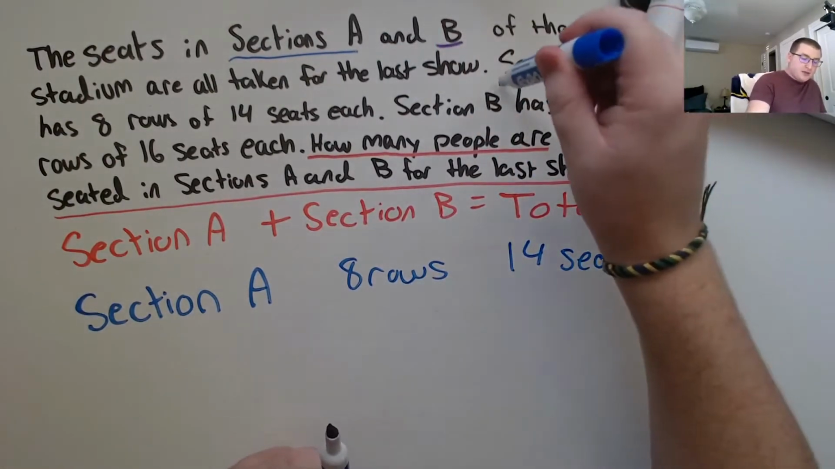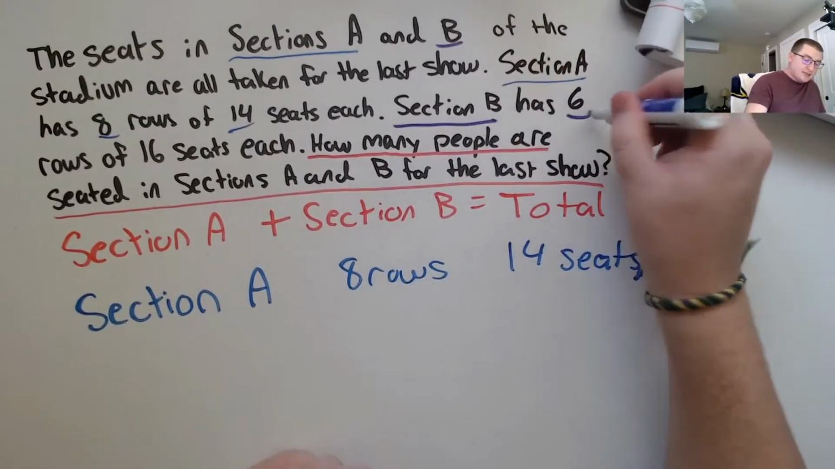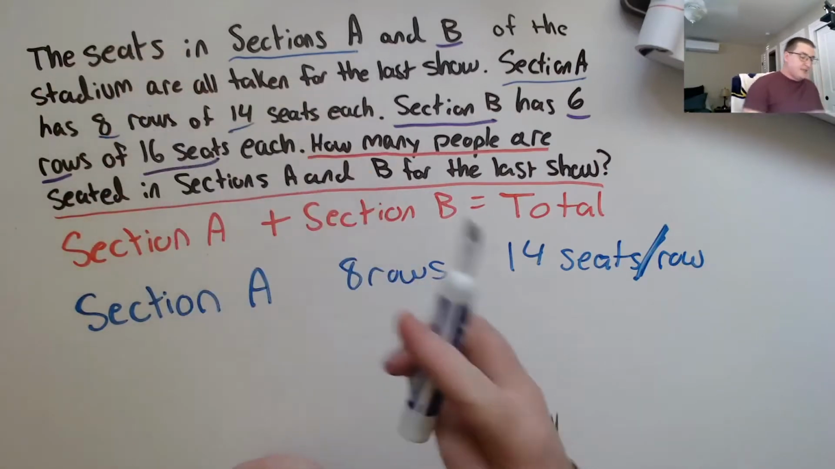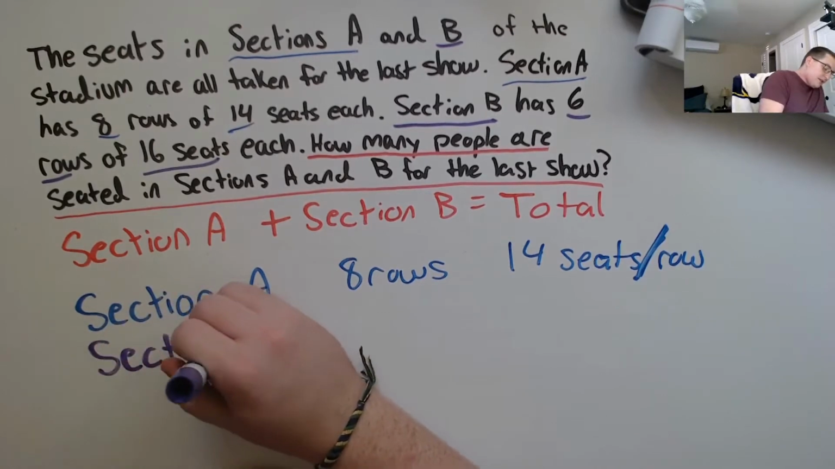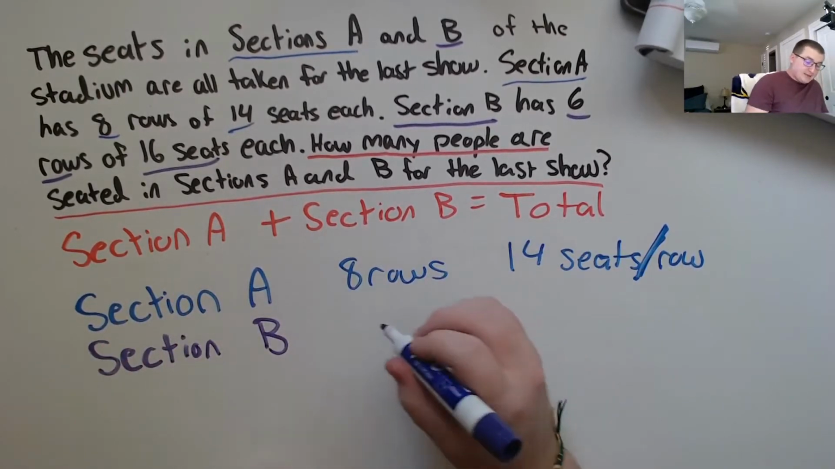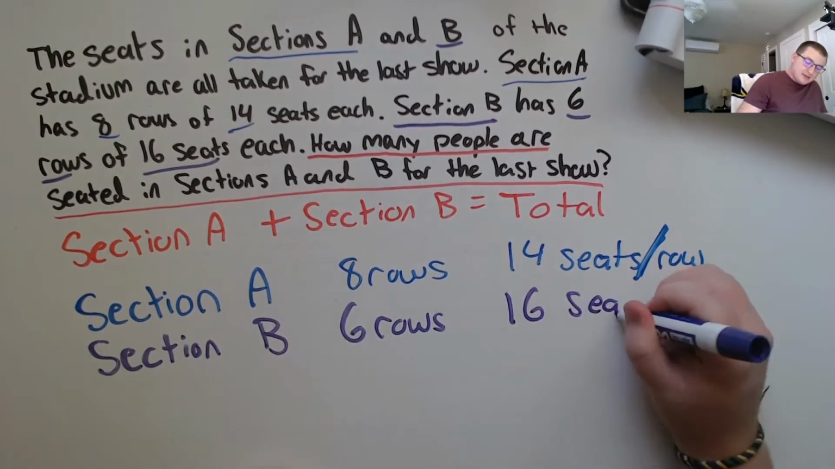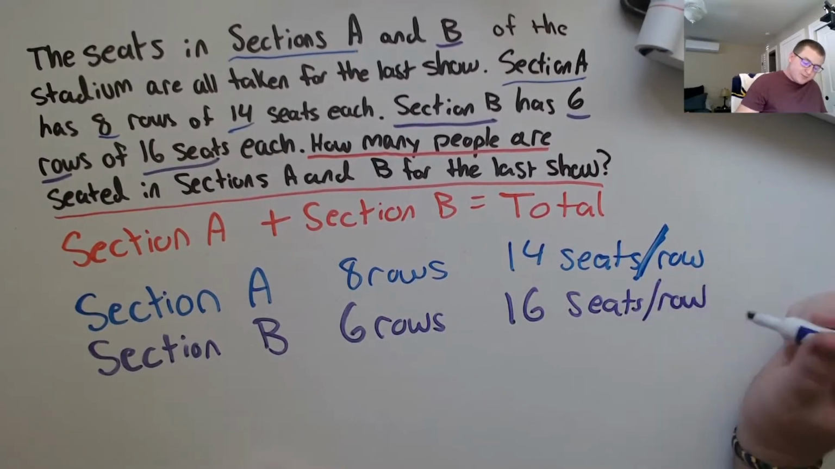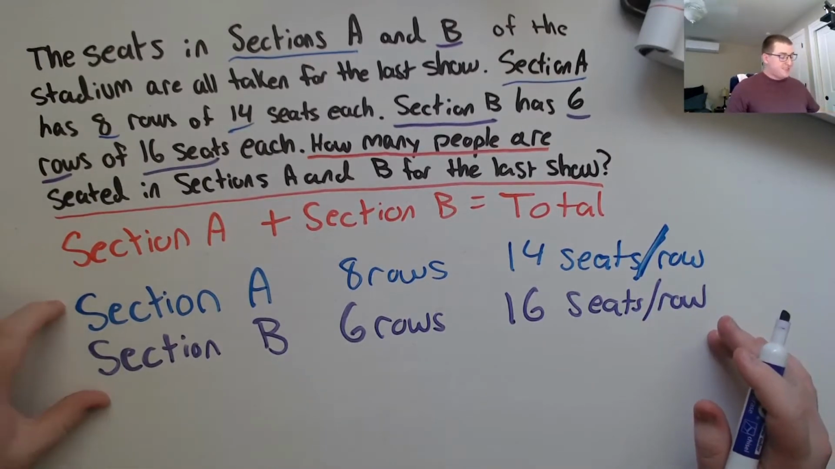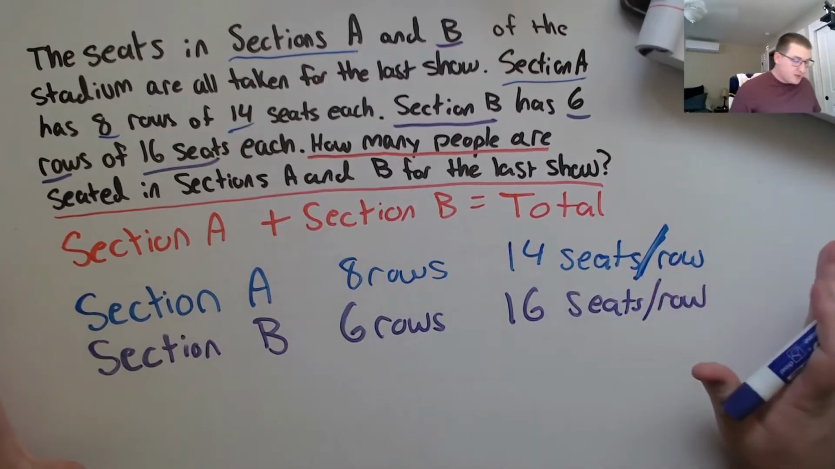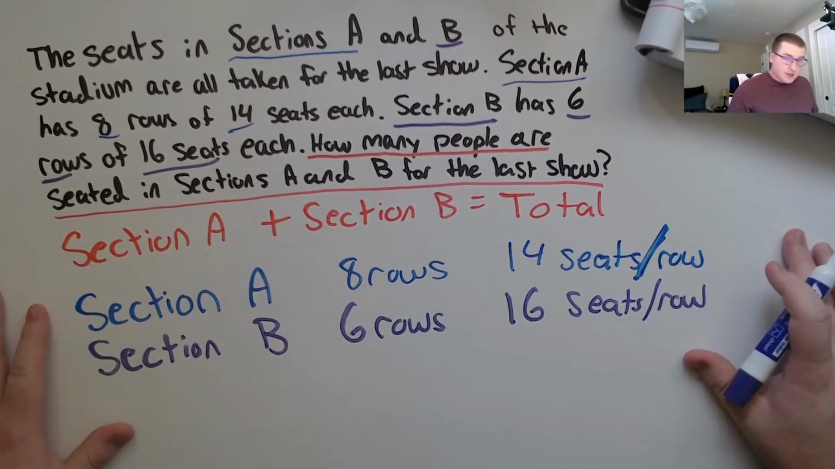So let's go ahead and underline with the blue real fast: 8 rows, 14 seats each. Section B has 6 rows of 16 seats each. So let's write that down. Section B has 6 rows at 16 seats per row. Okay. So this is the question, this is what we need to solve, and this is what we know. And there's no other information, as far as I can tell, that is going to help us in this word problem.